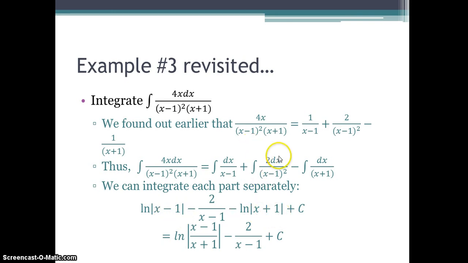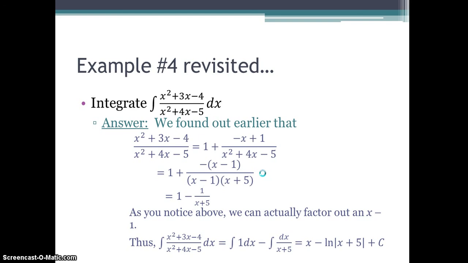This second integral, be very careful with that though. This is the same as 2 times (x minus 1) to the negative 2 power, which will integrate then to negative 2 over x minus 1. So a little bit different here because of that extra (x minus 1) squared factor.